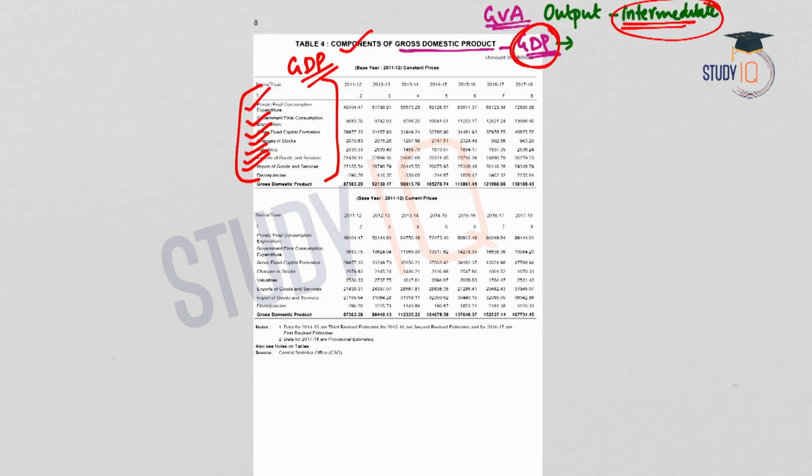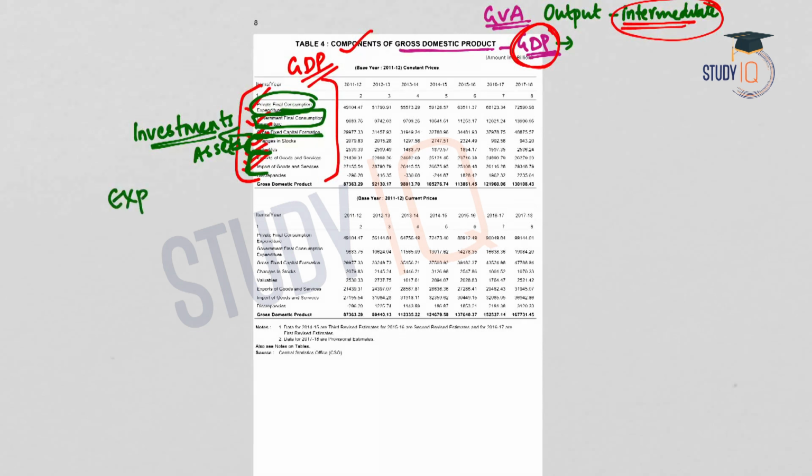Now let us see private final consumption expenditure. It is the consumption expenditure incurred by the private sector. Next is government final consumption expenditure, that is the public sector. Third is the gross fixed capital formation. It means the rate of investments or the value of investments made in the economy. Next is changes in stocks and valuables, that is assets. Next are two important components, that is exports and imports.